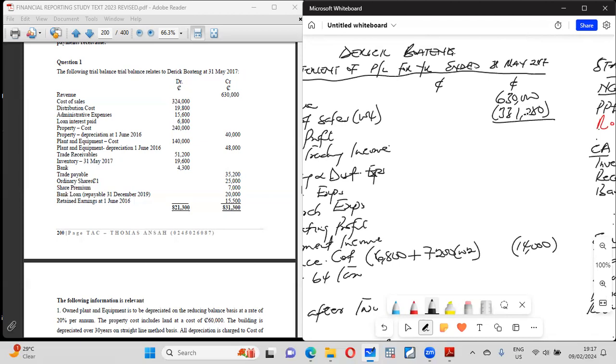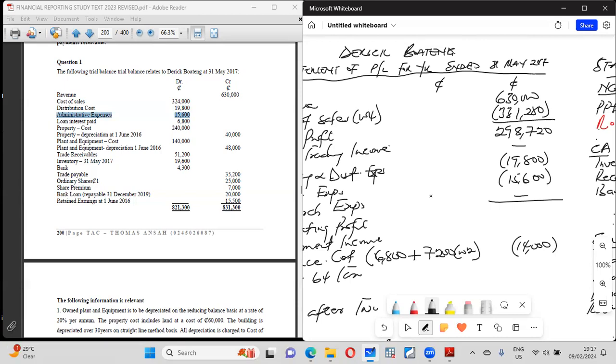Then immediately you can find your gross profit, 630,000 minus 331,280. My gross profit is 298,720. There is no other income. So that is that. Selling and admin expenses. We have distribution expense here, 19,800. We less that. Selling and distribution, 15,600. There is no research expense, so I can get my operating profit.